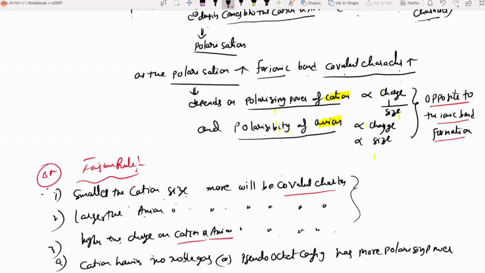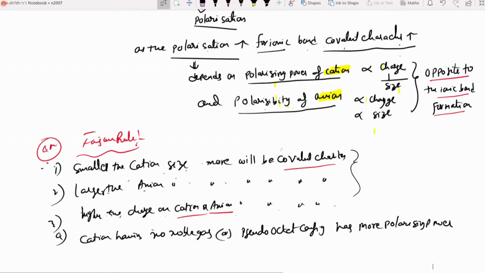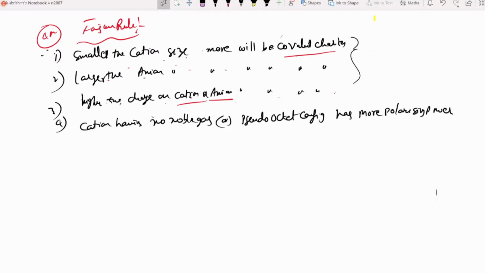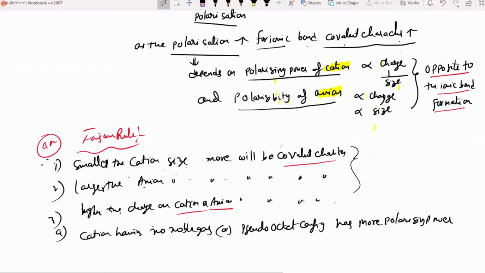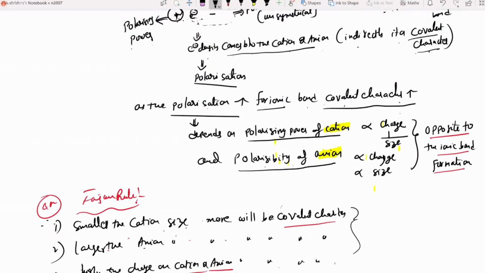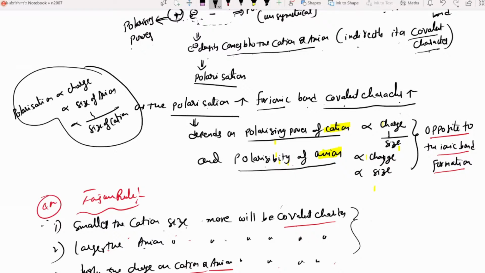So, today's total lesson, what do you remember? In today's lesson, only polarization you should remember. Polarization is directly proportional to the charge on the cation and anion, directly proportional to the size of the anion, and inversely proportional to the size of the cation. If you know this from today's lesson, that is enough.